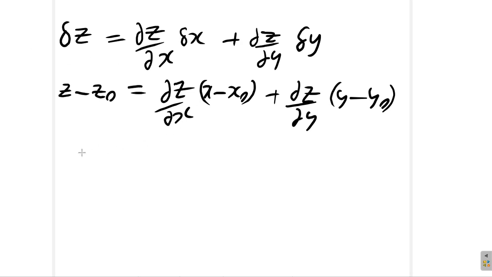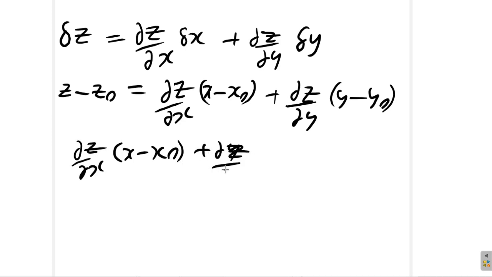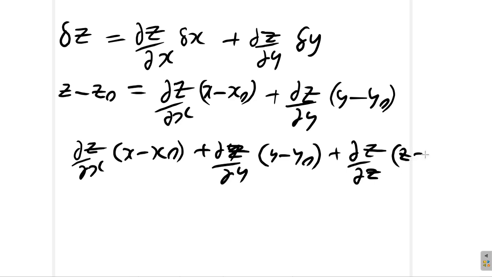Now, here it can also be considered that if you should say delta z by delta x, x minus x naught plus delta z by delta y, y minus y naught plus delta z by delta z, z minus z naught equals 0. You see that?